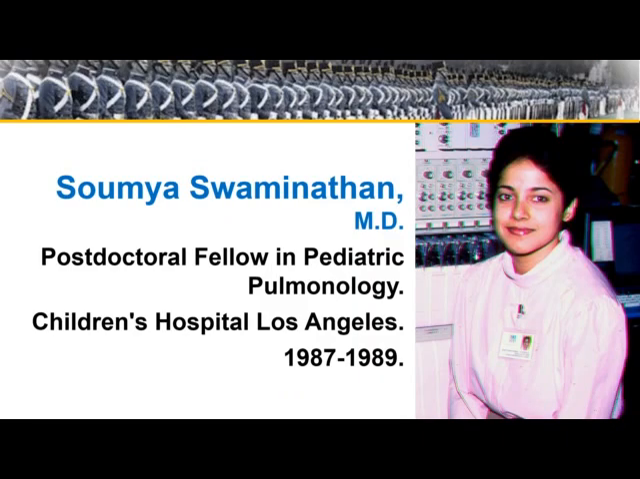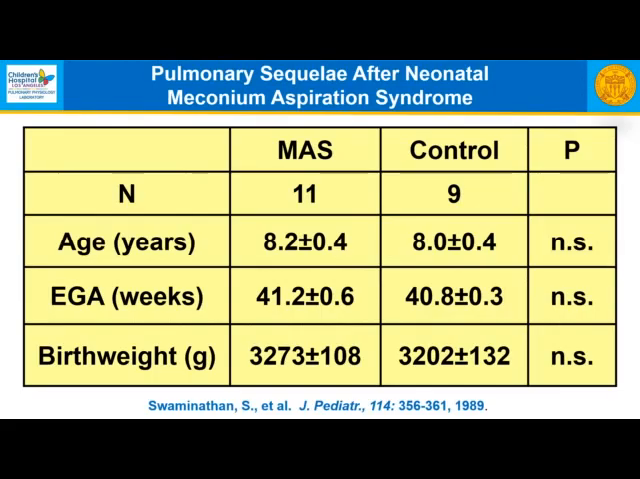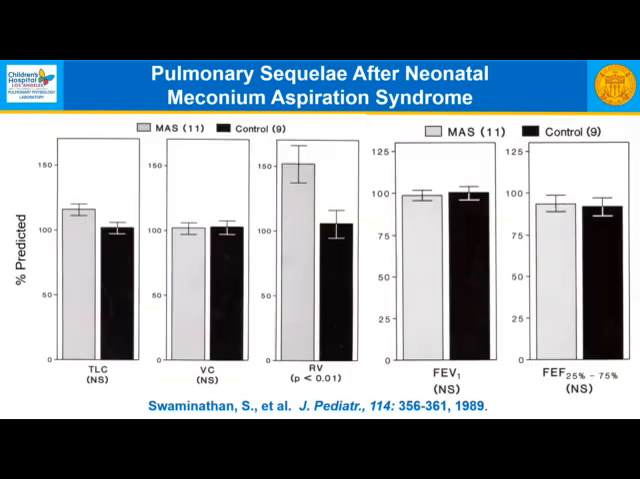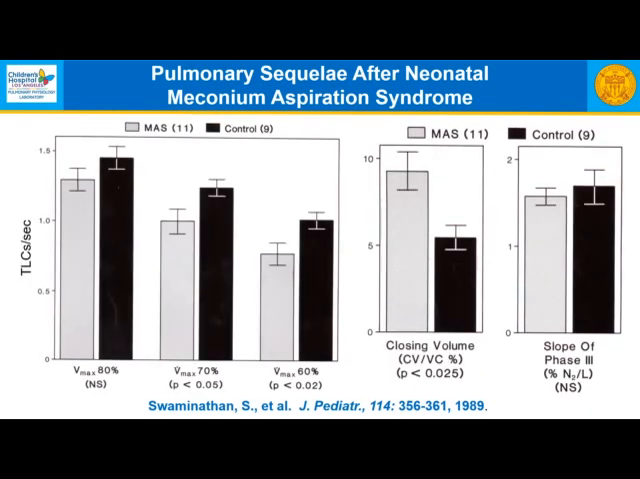Somi Swaminathan, pulmonary fellow, Children's Hospital Los Angeles, looked at children who had meconium aspiration syndrome as infants, and this was relatively mild. These were not babies who went on ECMO. At age 8, gestational age and birth weights were comparable. Again, total lung capacity not different, vital capacity not different. Residual volume increased. Flow rates not different in her study, but the Vmaxes were. Vmax 60 and Vmax 70 significantly lower in the meconium aspiration patients. Vmax 80 not different. And as we alluded to, closing volume was abnormal in this group, but not slope in phase 3.